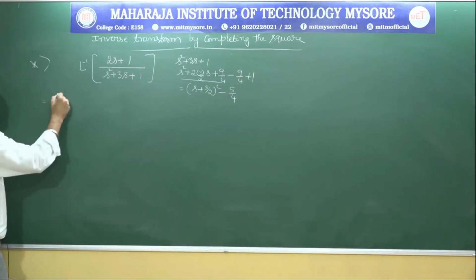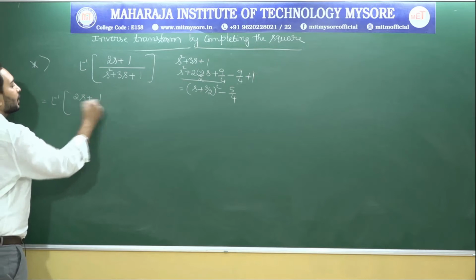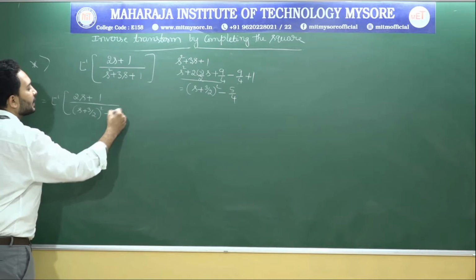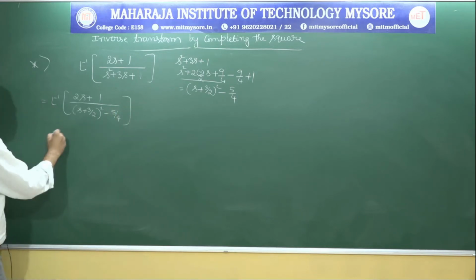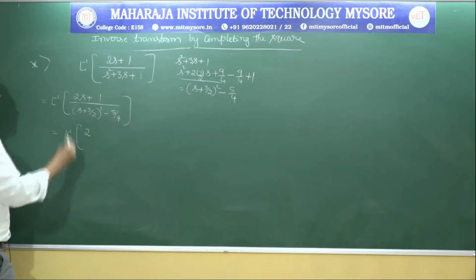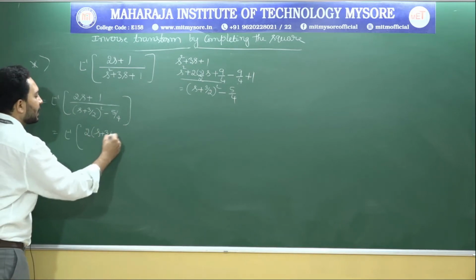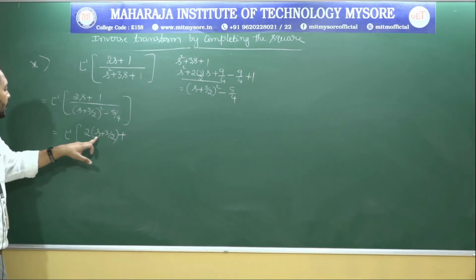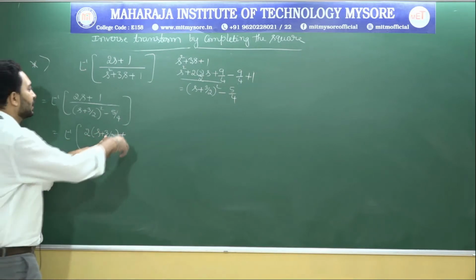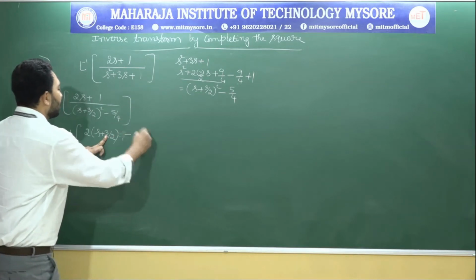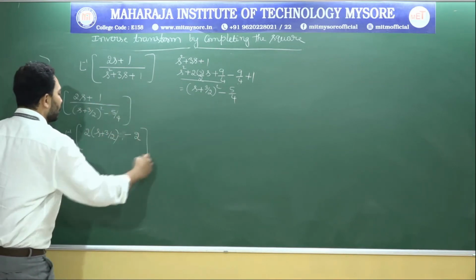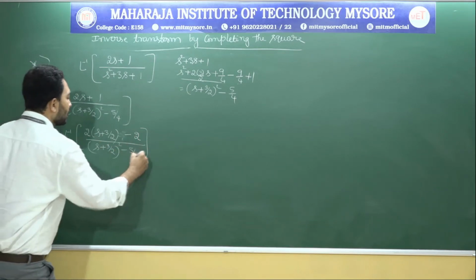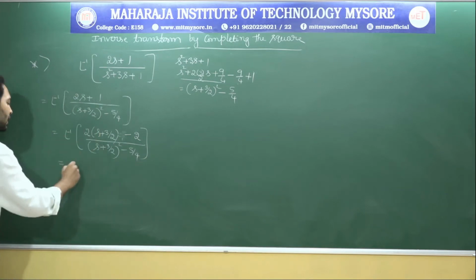So I can write this as L inverse of (2s plus 1) divided by (s plus 3 by 2) whole square minus 5 by 4. So it is nothing but L inverse of, make this s as s plus 3 by 2 now, 2 into (s plus 3 by 2), multiply this 2 inside. So 2 gets cancelled, plus 3 is extra. So minus 3 plus 1 is minus 2. Overall divided by (s plus 3 by 2) whole square minus 5 by 4. So apply L inverse for this.